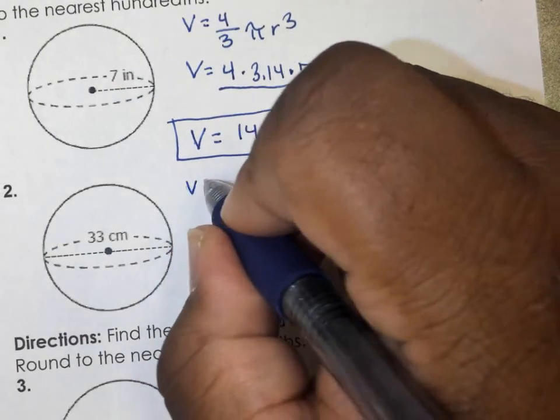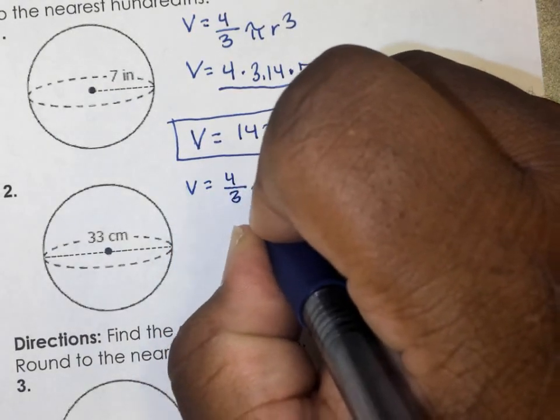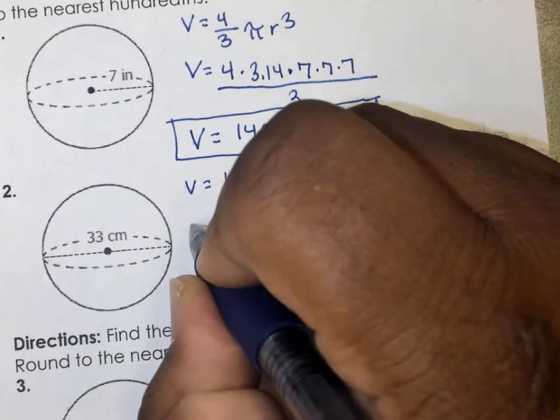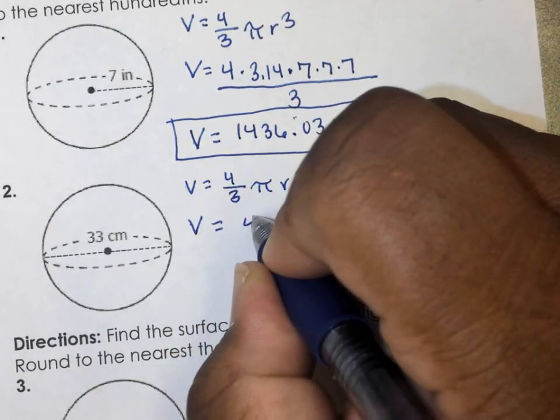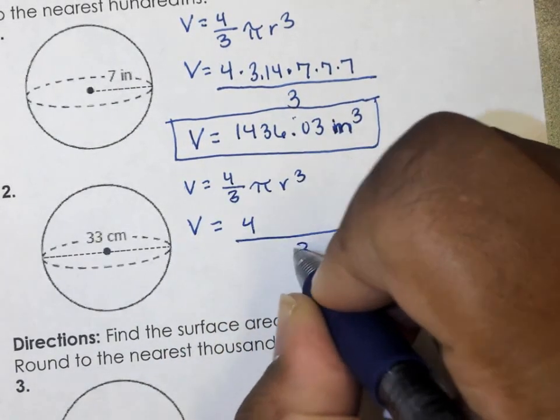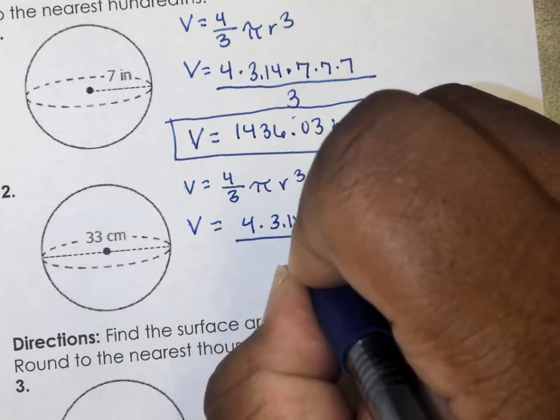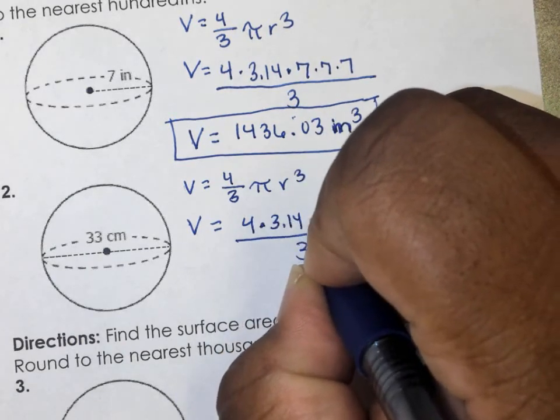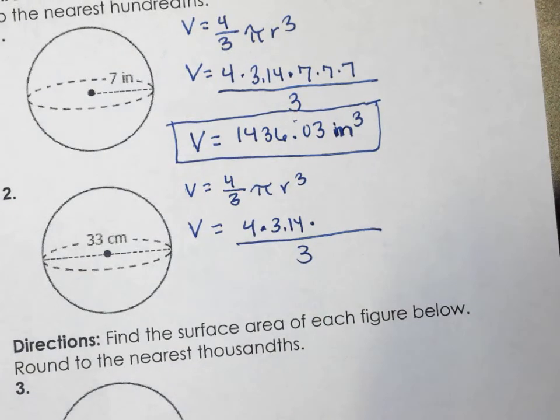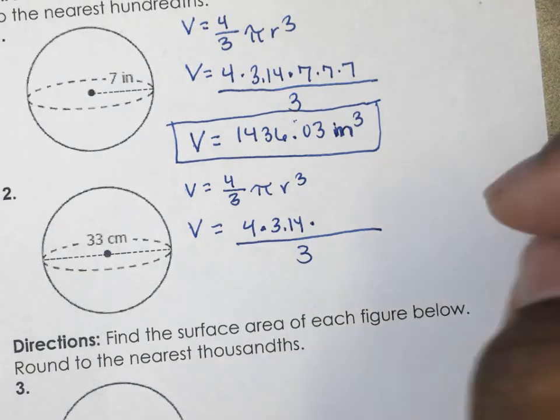Next one. Volume equals 4 over 3 pi r to the third power. Adjust a little bit, 4 on top, 3 on the bottom, times 3.14 times, what's my radius, Chris?